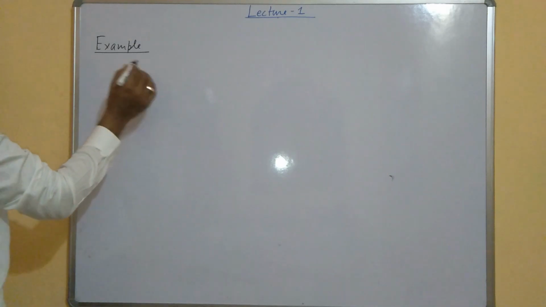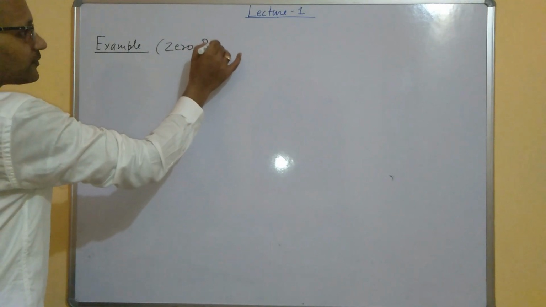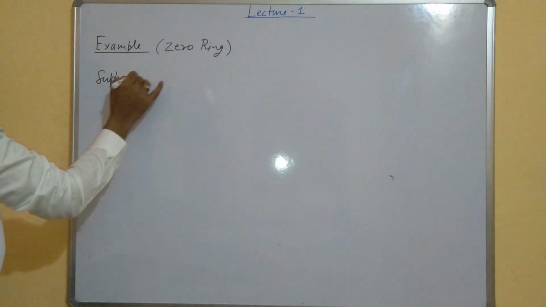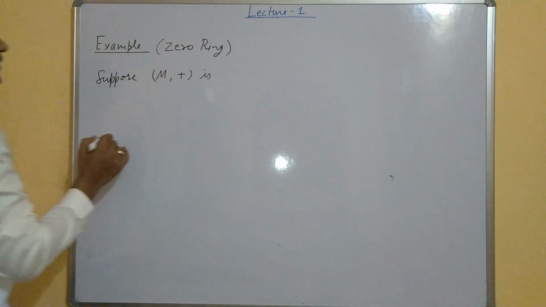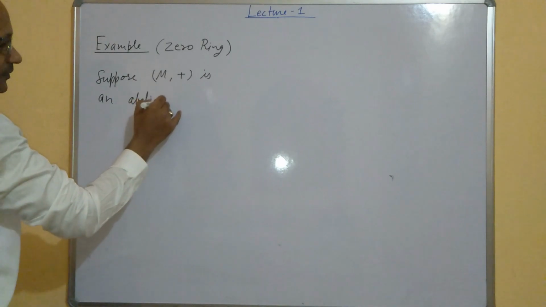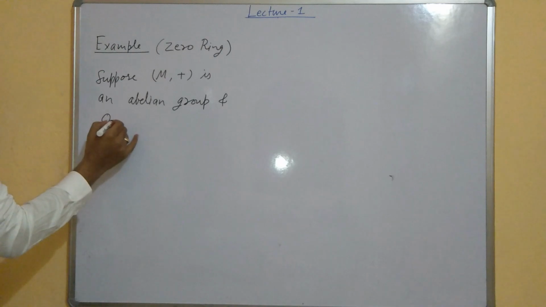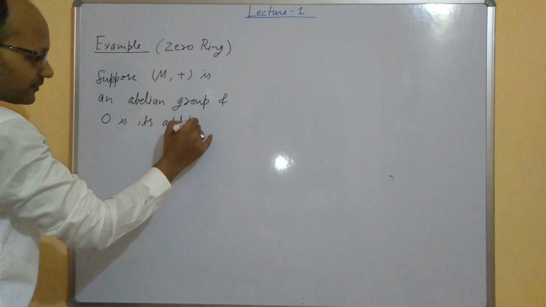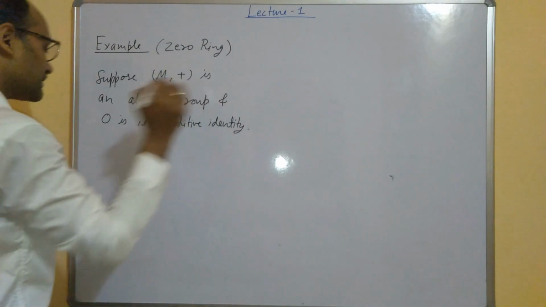Now come to another example, and this example is called zero ring. Suppose M plus is an abelian group, and 0 is its additive identity.